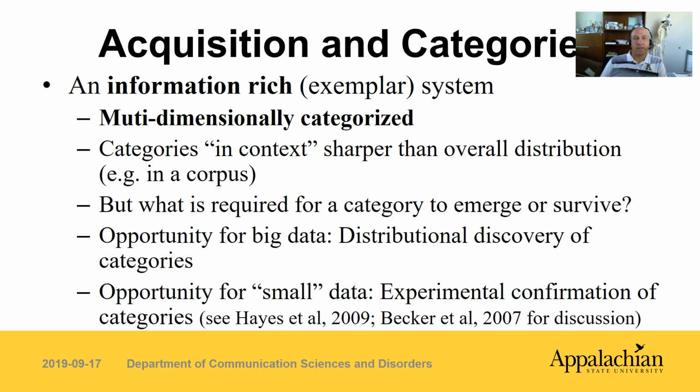So the idea here is that we have an information-rich exemplar system with a lot of detailed data that is multidimensionally categorized so that these categories in context are sharper than what we might see from the overall distribution across a large corpus, for example. One of the research questions this leads to is what is required for a category to emerge or to survive from this massive overlap. So here we have an opportunity for analysis using so-called big data, where we can look at distributions and try to discover categories by modes in those distributions. We also have an opportunity for what we might call small data. If we think we have found categories, looking at our big data, running experiments to try to confirm whether those categories are really represented in people's language or not. There's an interesting discussion of this in a couple of articles that were published in the journal Language about a decade ago.